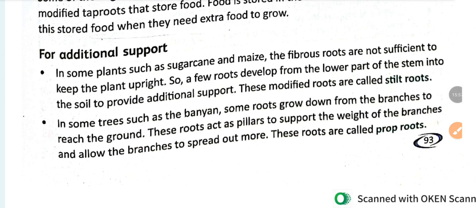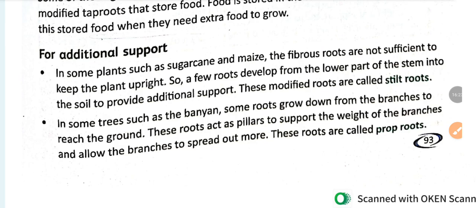For additional support as well, in some plants such as sugarcane and maize, the fibrous roots are not sufficient to keep the plant upright. So a few roots develop from the lower part of the stem into the soil to provide support. These are called stilt roots. You have seen them in sugarcane mostly.